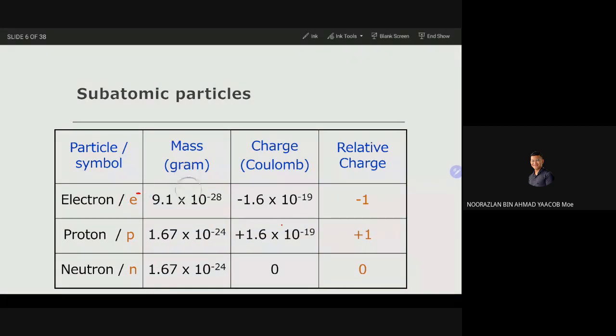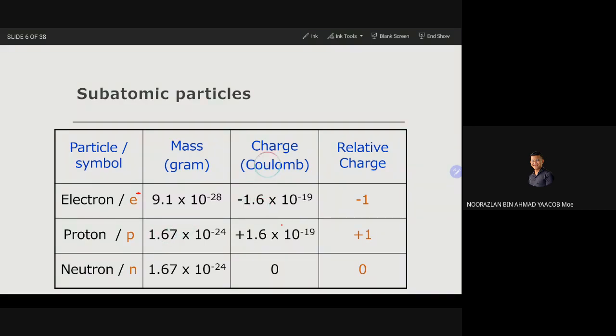Okay. And then jisim dia kalau kita tengok the mass of the subatomic particles, okay, neutron and proton has similar mass which is 1.67 times 10 to the negative 24 gram. So it is very light. However, electron, it's even more light compared to proton and neutron. It is 9.1 times 10 to the minus 28. Negatif 28. Sangat ringan, sangat kecil. Kalau kita bezakan antara elektron dengan proton, elektron punya jisim adalah 1/1840 jisim proton.